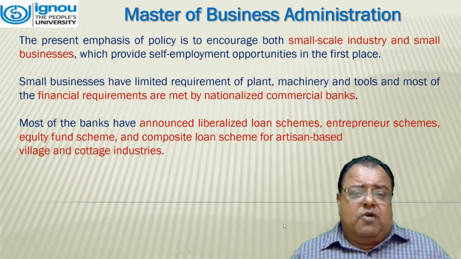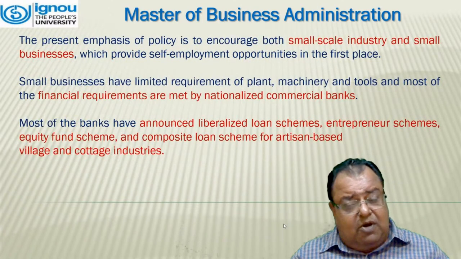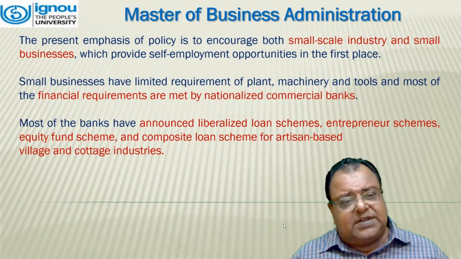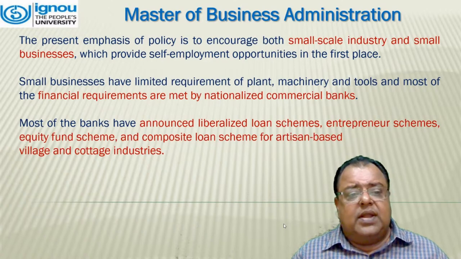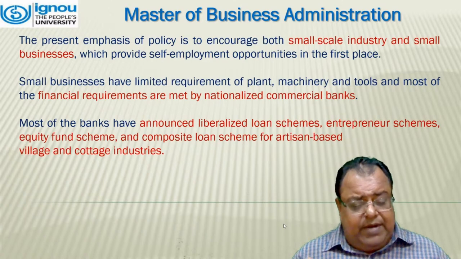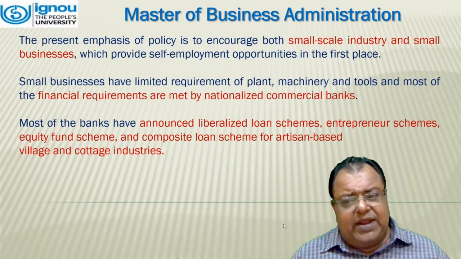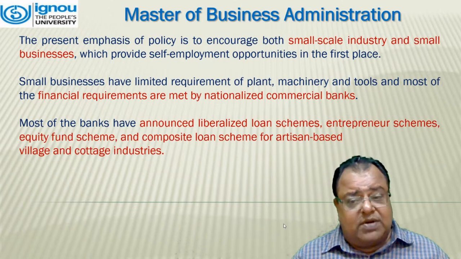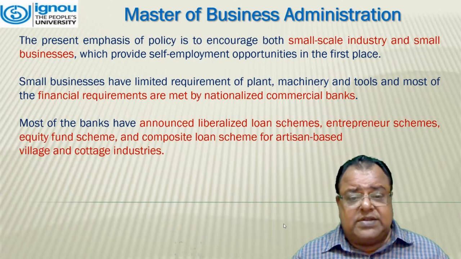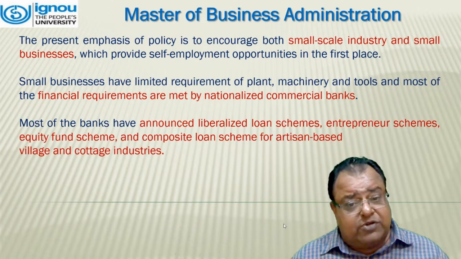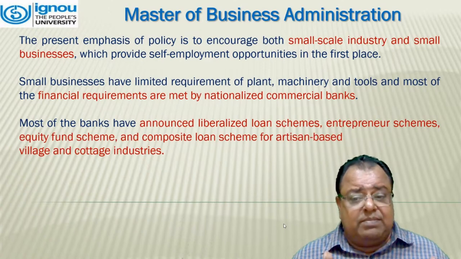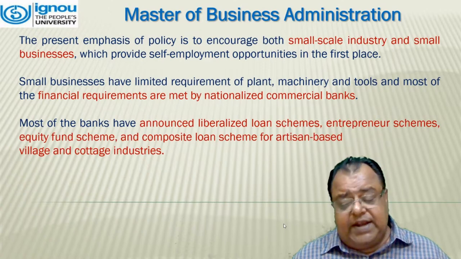The present emphasis of policy is to encourage both small-scale industry and small businesses, which provide self-employment opportunities in the first place. Small businesses have limited requirements of plant, machinery, and tools, and most of the financial requirements are met by the nationalized commercial banks. Most of the banks have announced liberalized loan schemes, entrepreneur schemes, equity fund schemes, and composite loan schemes for artisan-based village and cottage industry.